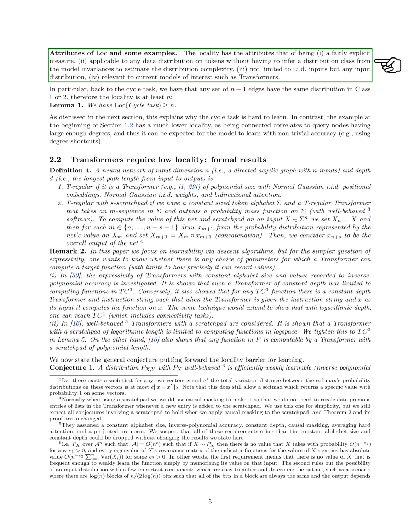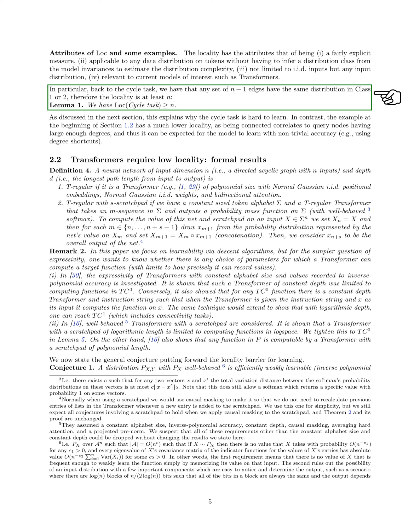In particular, back to the cycle task, we have that any set of n-1 edges have the same distribution in class 1 or 2, therefore the locality is at least n. We have loc(cycle task) ≥ n. As discussed in the next section, this explains why the cycle task is hard to learn.